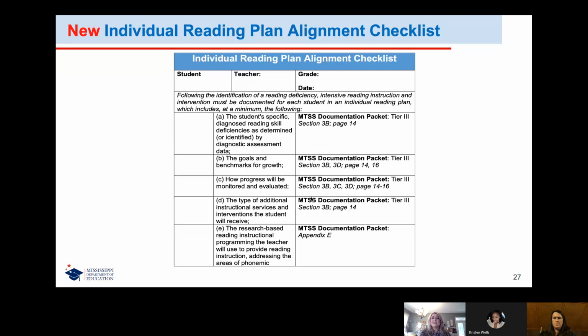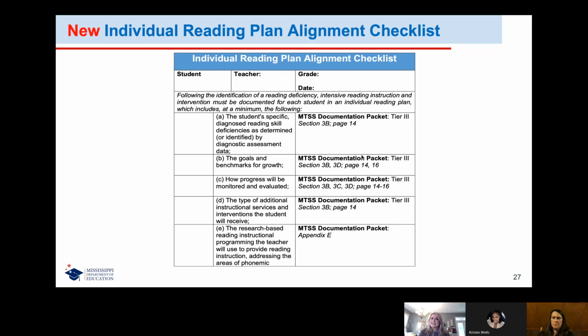You see here, this is the new checklist that we're going to use. Now we have an individual reading plan alignment checklist. We're no longer going to require a separate individual reading plan documentation packet. Now you're going to complete the MTSS documentation packet along with this checklist. So if you identify that a student needs an IRP, you will have this checklist along with the documentation packet.